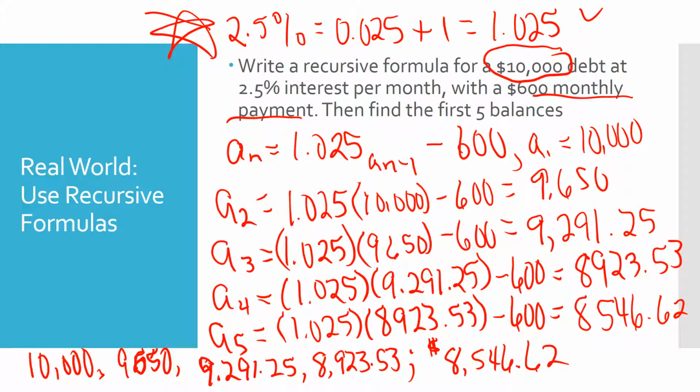All right, so this guy has made 5 payments of $600. He's paid $3,000, $600 times 5. He started off at $10,000. He owes a little over $8,500. So about half his money at this point is going towards interest, which if you've got a 2.5% per month interest rate, 30% per year, 2.5 times 12, you want to get that thing paid off as fast as possible. But here's a real-world example of how recursive formulas are used. It's often used in financial calculations. There are some real-world applications to math.